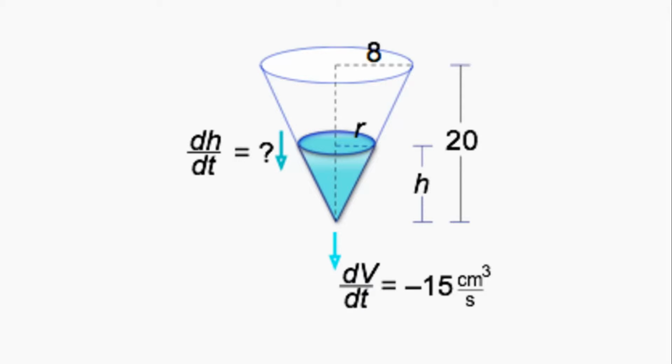So here I have compiled a picture for you guys. This is a cone, and inside the cone is a triangle, and here we have the dh over dt and dV over dt, which, as you can see, is equal to negative 15 centimeters cubed per second. Now, for related rates, I know sometimes it's kind of a hassle, but usually I want to draw a picture to make the problem a little easier. That's one trick you can use in order to make related rates a little simpler.